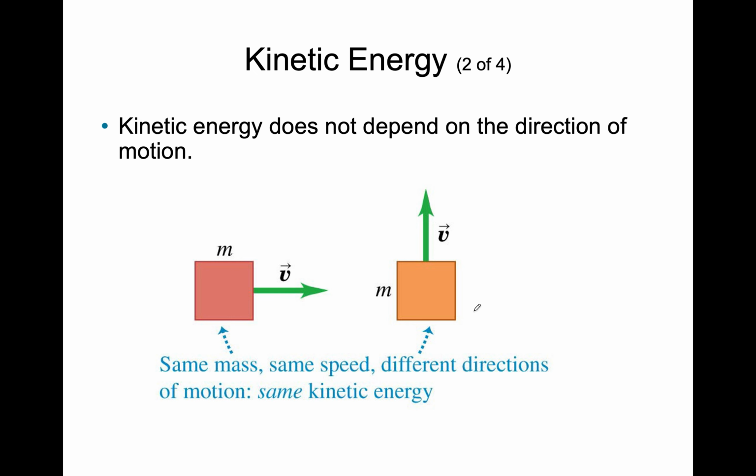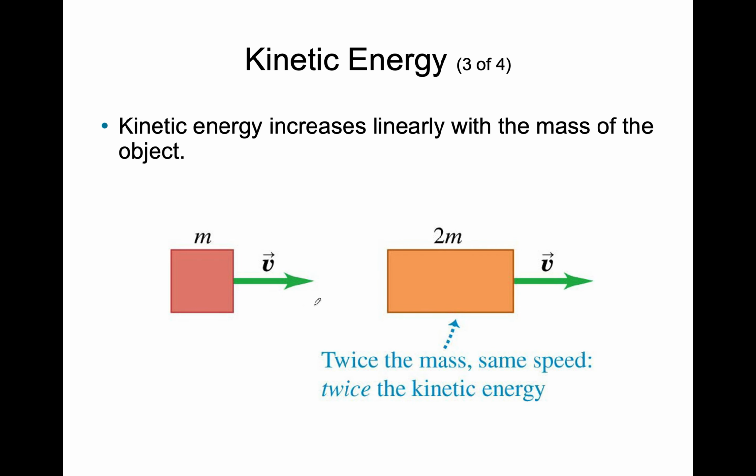Now, two objects with the same mass m and the same speed v, but different directions of velocity, would have the same kinetic energy. If we have an object of mass m moving at a speed v, and an object of mass 2m moving at speed v, the kinetic energy of this object would be double, because kinetic energy is proportional to the mass, 1/2 mv squared, right?